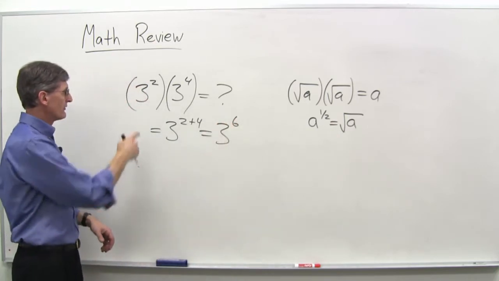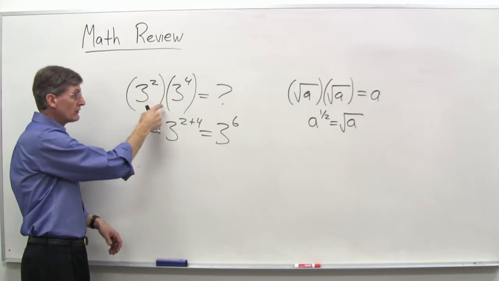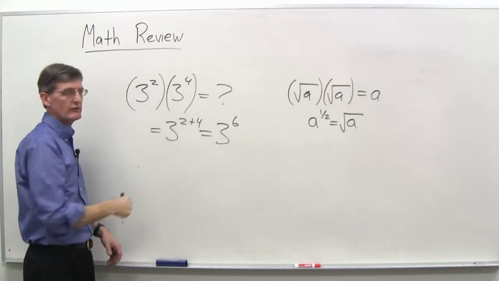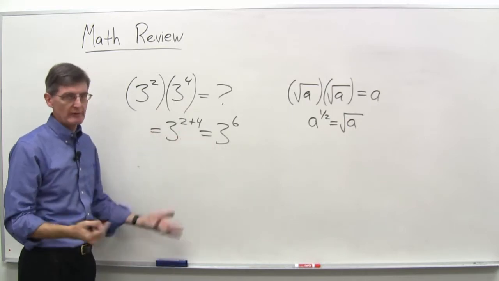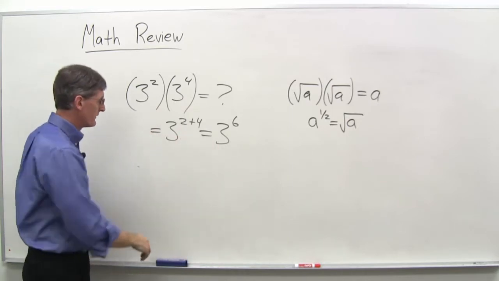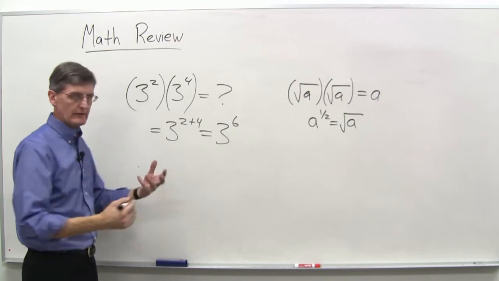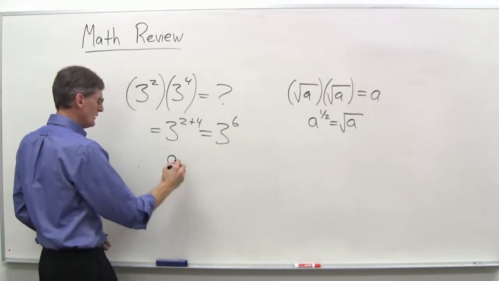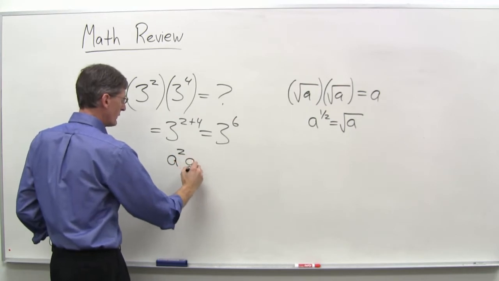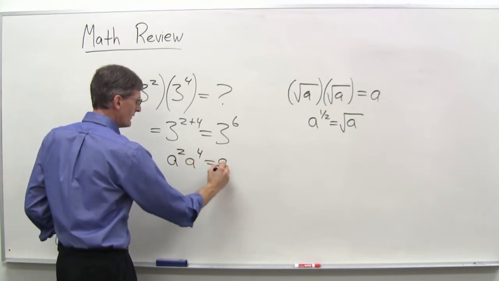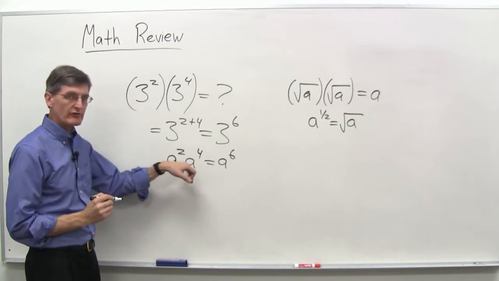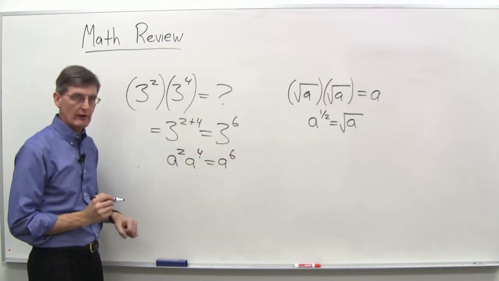And you can sort of see this because this is 3 times 3, and then 3 times 3 times 3 times 3, that's 4 more 3s. So we get 6 3s multiplied together, so we get 3 to the 6th power there. Or in algebraic notation, we might say we've got a squared times a to the 4th, then that's a to the 6th power. Again, if the bases are the same, you can add the exponents and combine them like that.